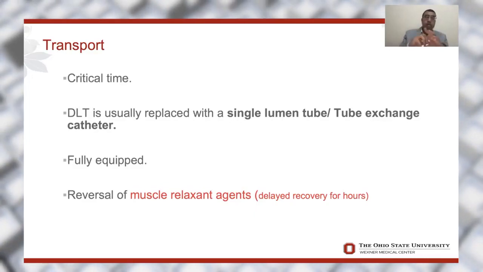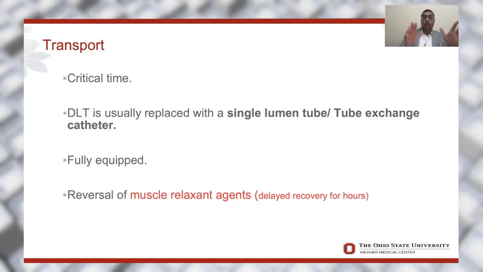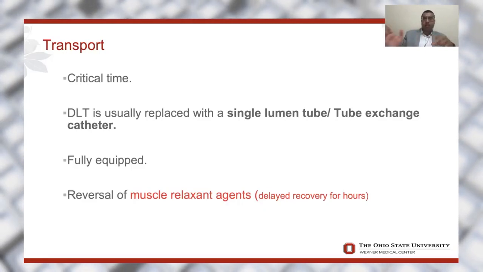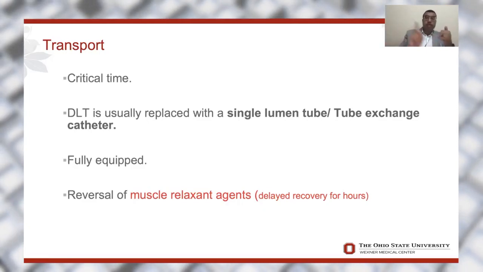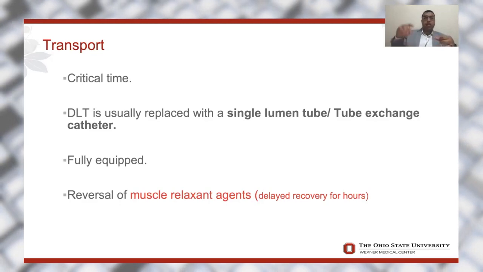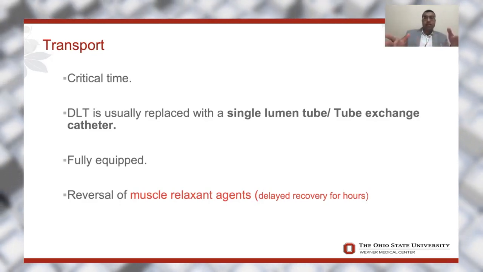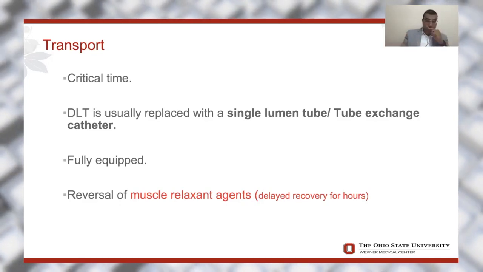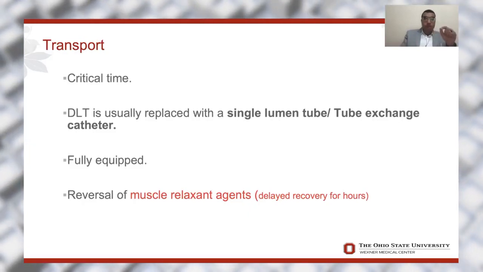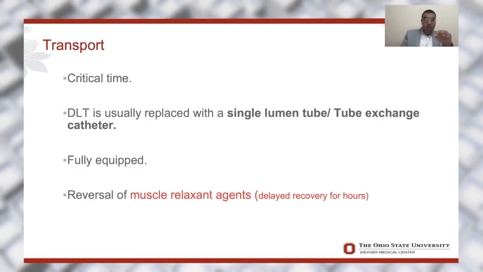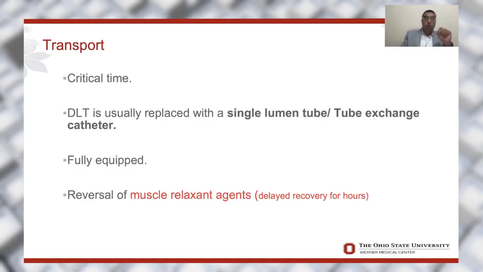So please, there is no flexing here. Double lumen tube, replace it with a tube exchange catheter. It was at the end of the surgery. Surgeon is happy, anesthetist is happy, everyone is happy, and this traumatic end was very awful for sure. During transportation, you should be fully equipped, and the reversal of muscle relaxant agent is of utmost importance.